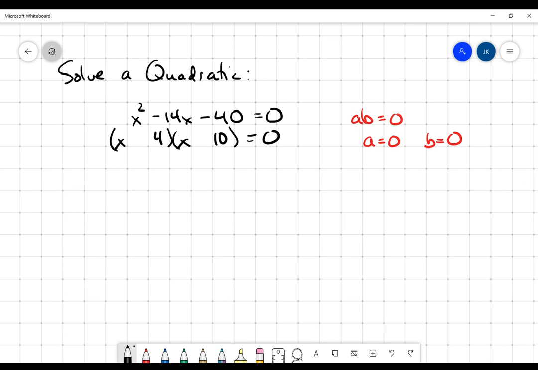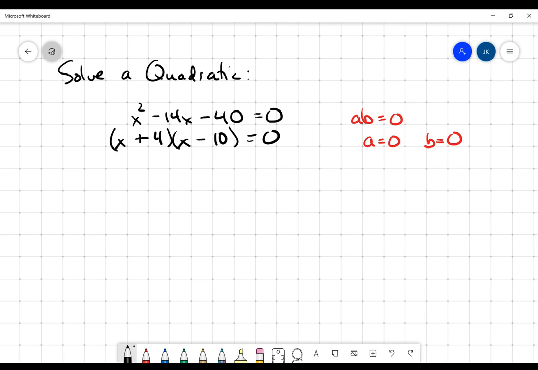But because my sum here is negative 14, they both have to be kind of negative here, or at least the larger one has to be negative. But the product here has to be negative 40. So one of them has to be negative, one of them has to be positive. So in order to have a negative sum, that means the larger one has to be the negative one.